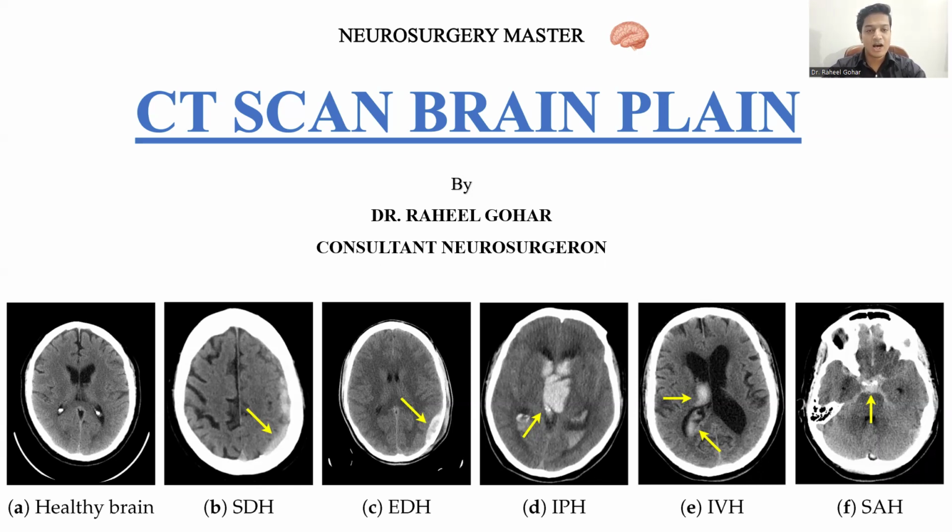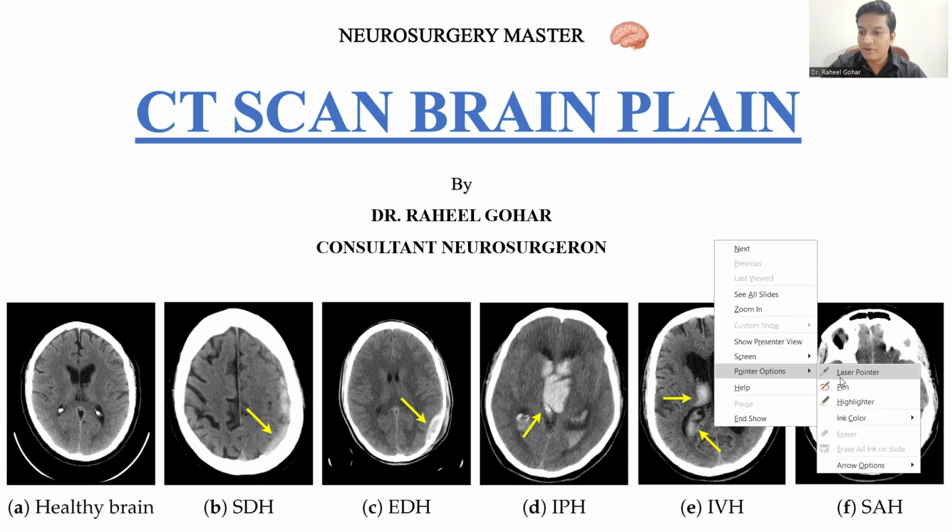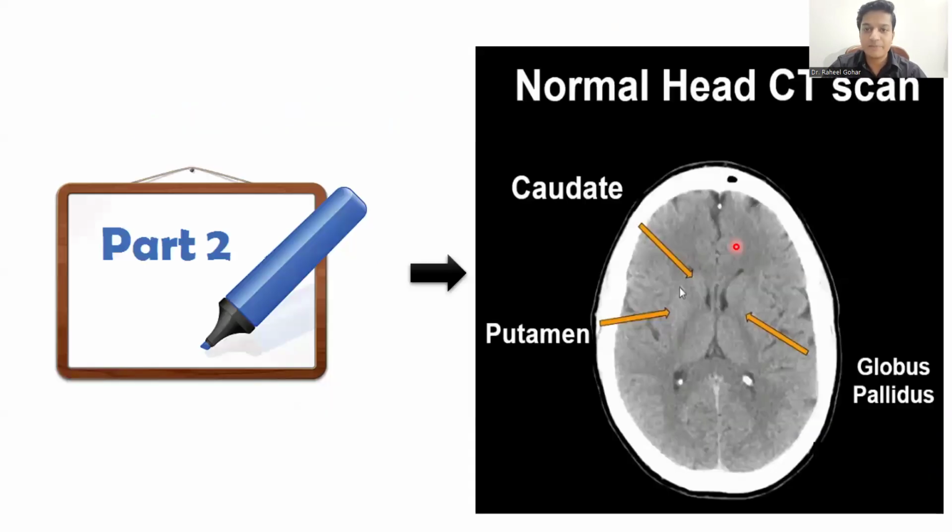Which is how to identify different pathologies on CT scan brain plane. We have already discussed in part 1 of my video how to identify normal landmarks, normal anatomical structures on CT scan brain plane, and now we are moving towards the second part of our video, in which we are going to identify the different pathologies on CT scan brain plane. So let's begin.